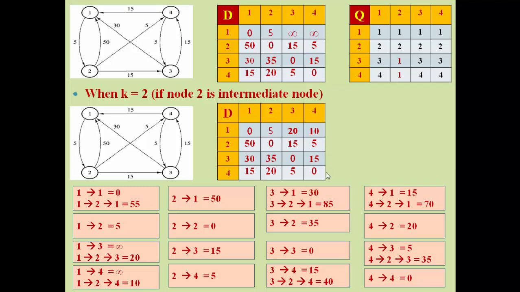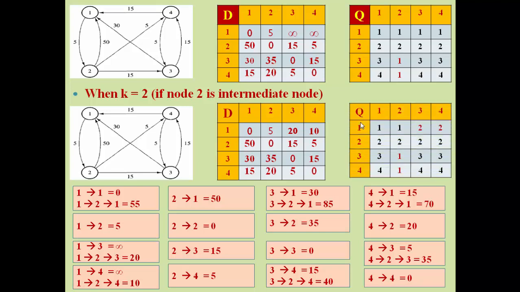So in this way we have to fill our D matrix. We have to update our D matrix when node number 2 is an intermediate node. So again we have to change the values of the capital Q matrix. We have to update our capital Q matrix based on the matrix D. As we discussed, we have to compare our previous D matrix with our current D matrix, and check the values. In our first row there are 2 changes. First row, third column, here was the sentinel symbol, and now here it is 20.